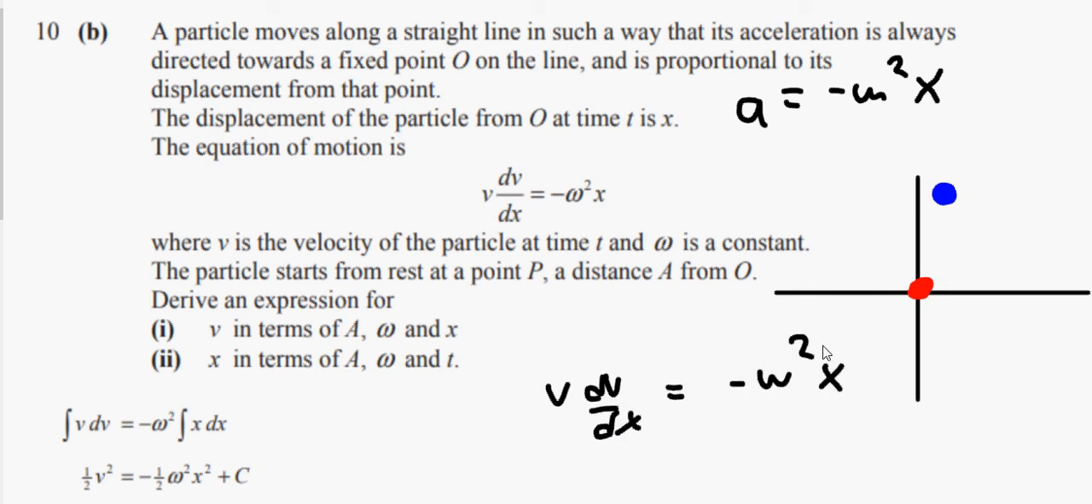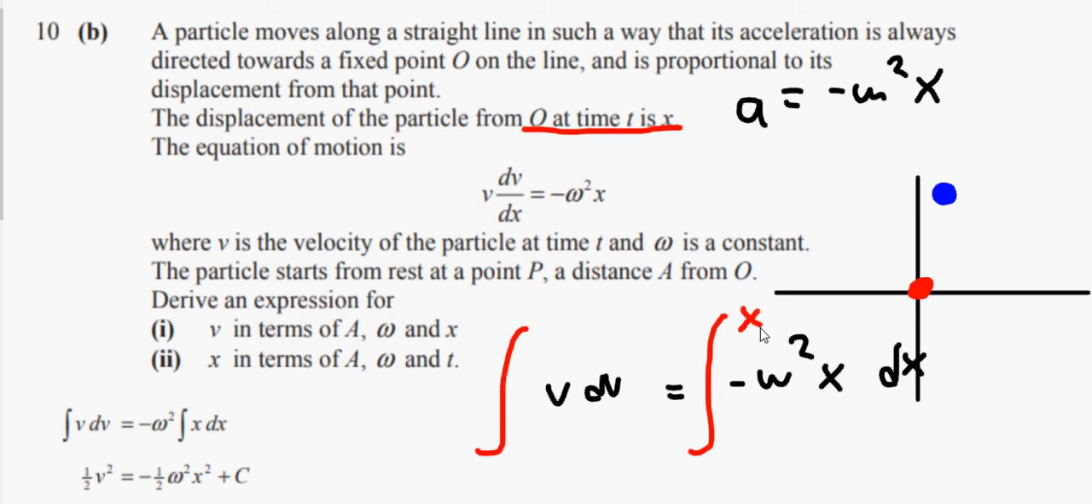We're going to rearrange this such that we're going to get omega squared x dx on the right and v dv on the left. Next we're going to do some limits. Or can we do limits? The displacement from O at time t is x. So what does that mean? x and?